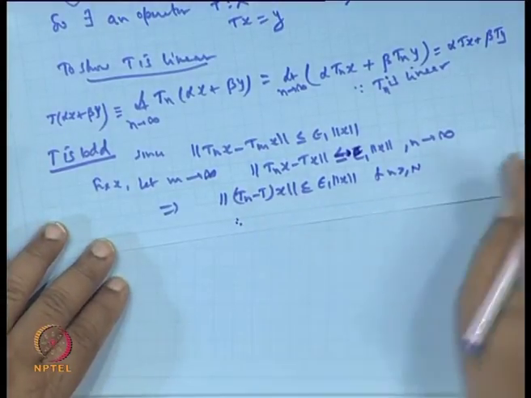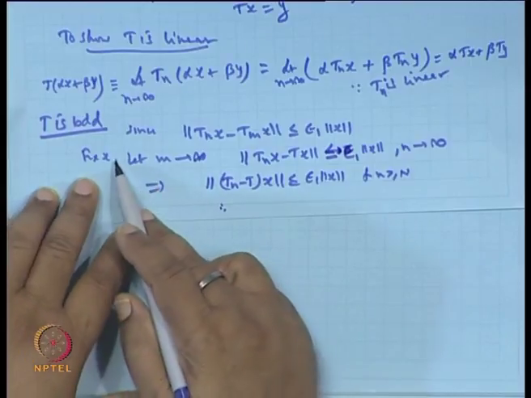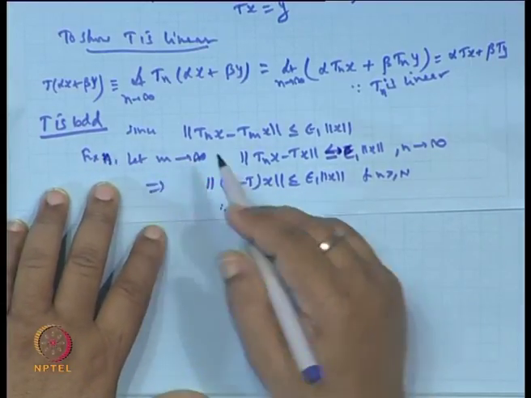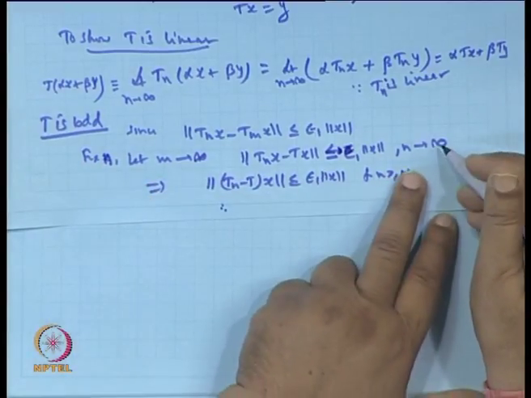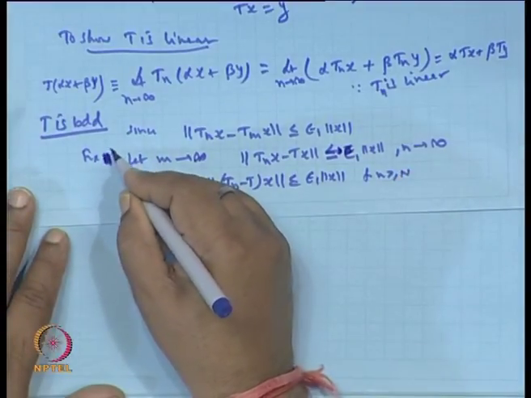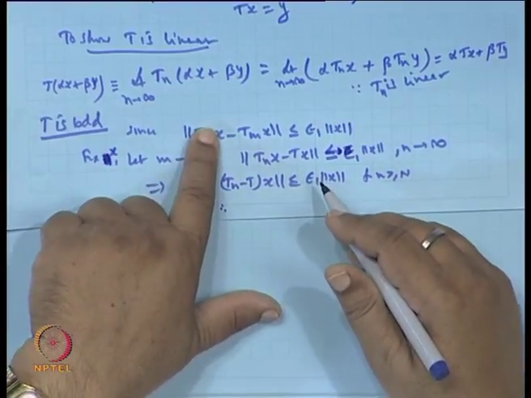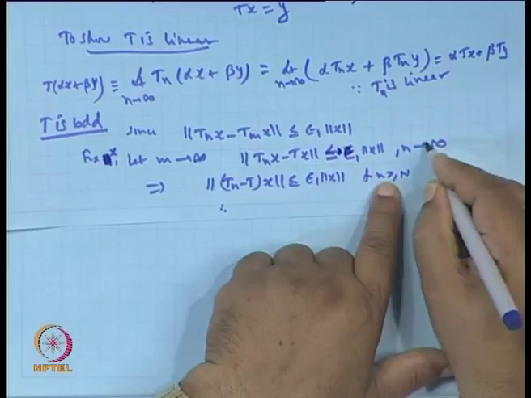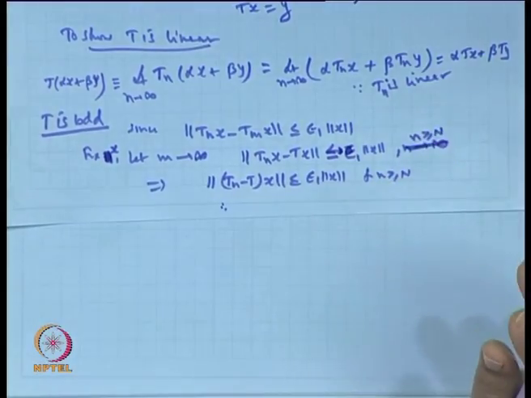Sir, here let n tend to infinity? No, here fix n, fix x. Both n and x are fixed, okay, and m tends to infinity. Then only, fix x, and m tends to infinity. This I am not touching. So here you can say n is greater than or equal to capital N. Is that okay now?